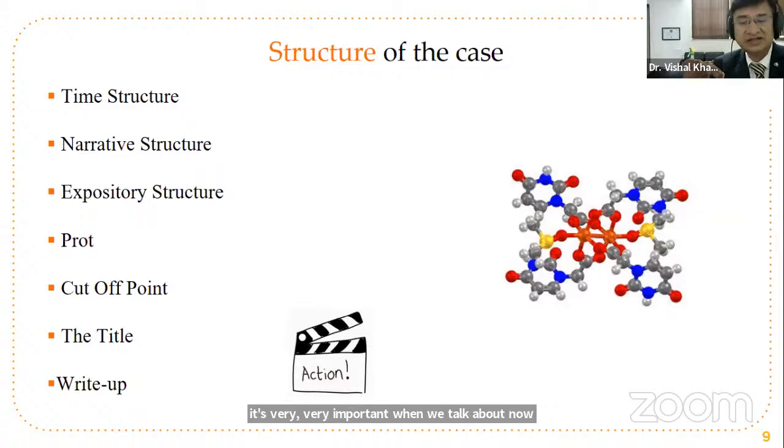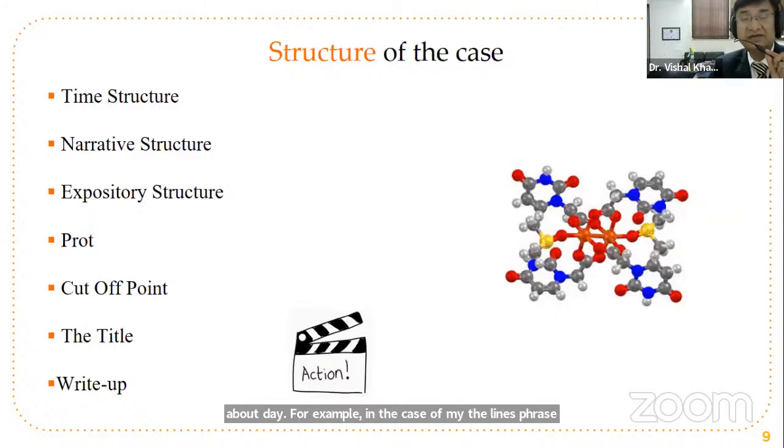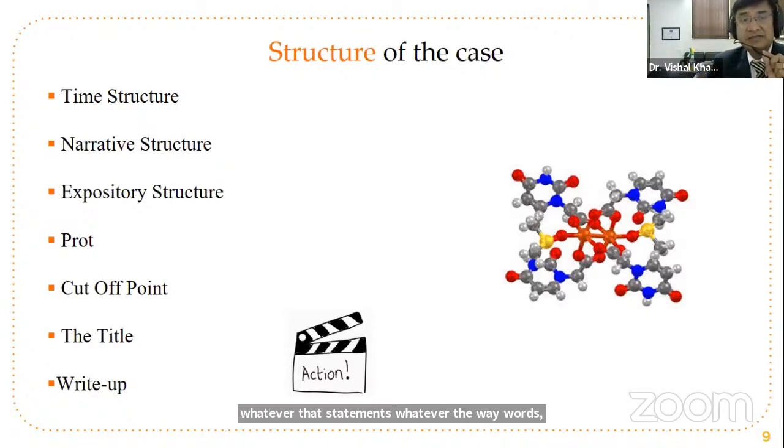Narrative structure is nothing but the different kinds of entities involved in the case, about whom you have to start writing. For example, in my Reliance Fresh case, I identified different types of entities which are very important: government, pressure groups, farmers, roadside vendors, wholesalers, cold storage people, and my dearest, the customer, for whom Reliance Fresh opened this store. I took different opinions with the help of the interview data collection method, and whatever statements and words they shared, I have written in the same way they narrated to me. So narrative structure is very, very important.